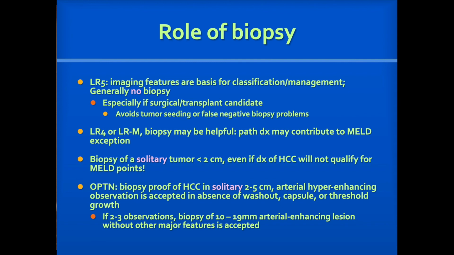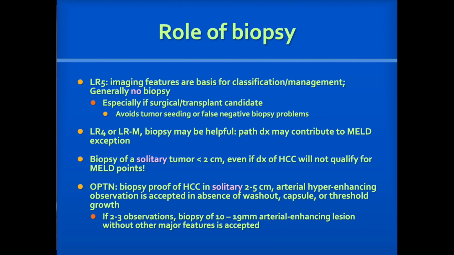Biopsy of a solitary tumor less than 2 centimeters in size, even if diagnostic of HCC, will not enable the patient to qualify for MELD points. On the other hand, if the mass is 2 to 5 centimeters in diameter, showing arterial hyperenhancement but no other major features, a biopsy is accepted by OPTN to make the diagnosis and generate exception points. Only if there are 2 to 3 observations, then biopsy of a 10 to 19 millimeter arterial enhancing lesion may also be acceptable.